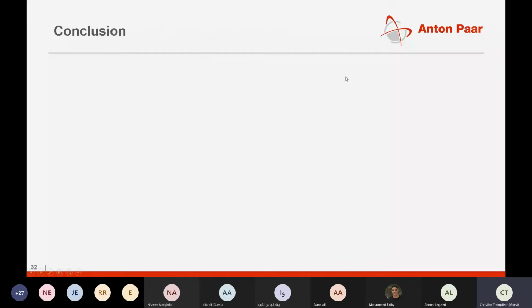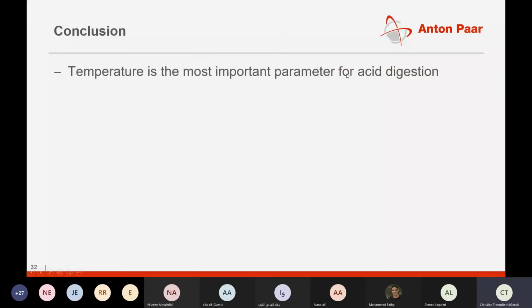Okay, that's it so far. Just let me summarize most of the important things we have seen here. What I would like you to take home is just to remember that the temperature is the most important parameter for the acid digestion. It's all about the temperature. Pressure is a side effect which we have to cope somehow, but temperature is what we have to care of.